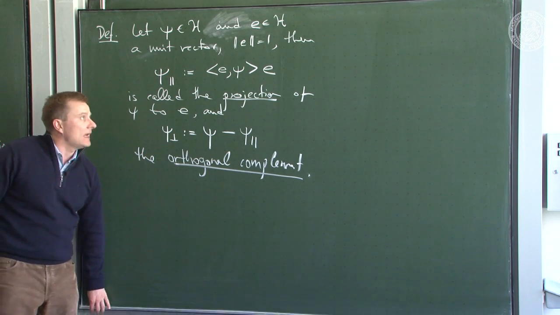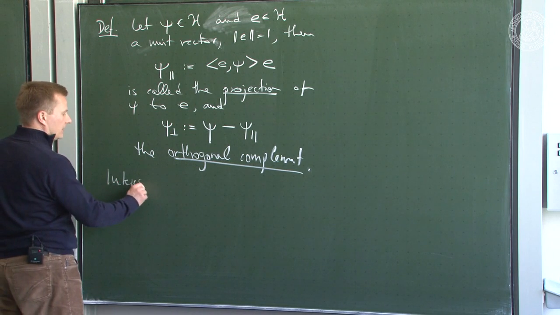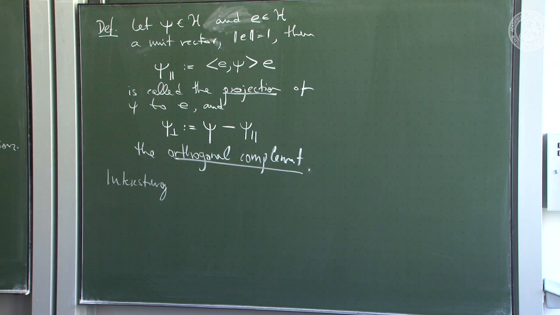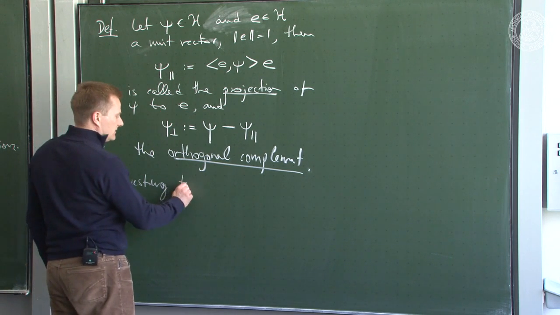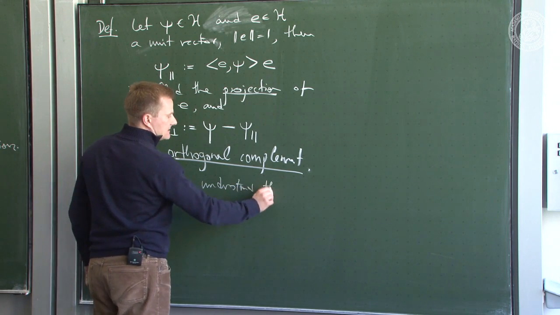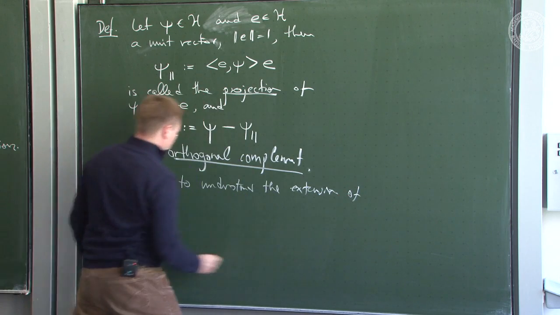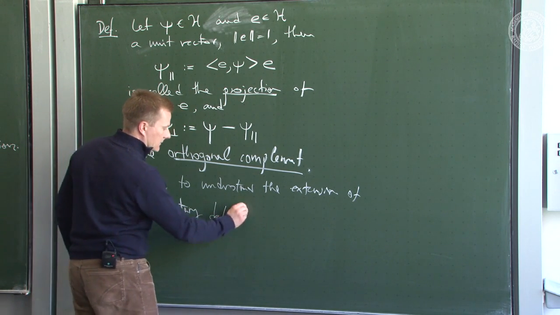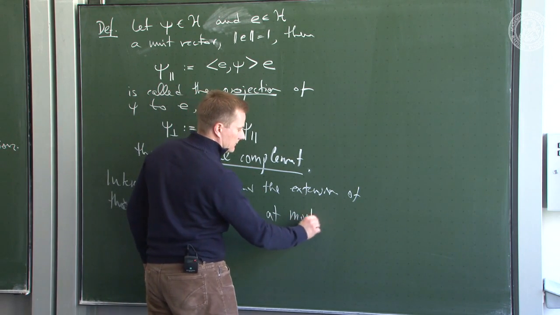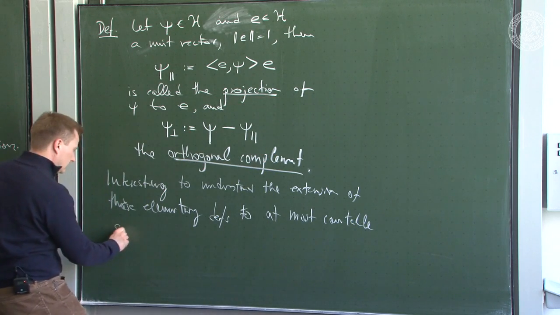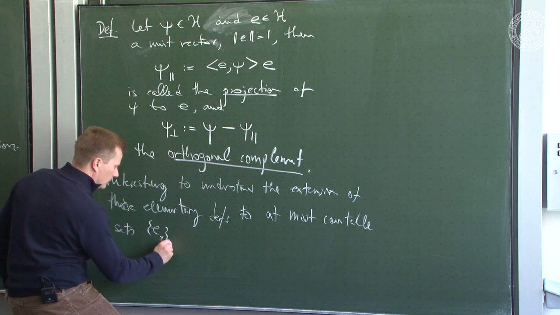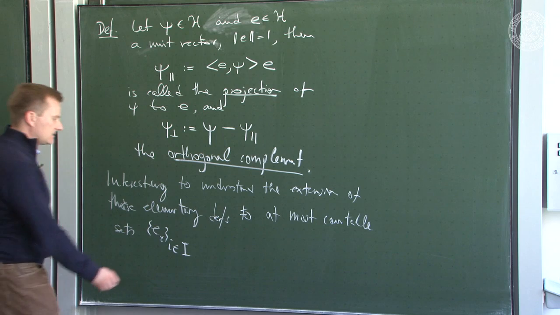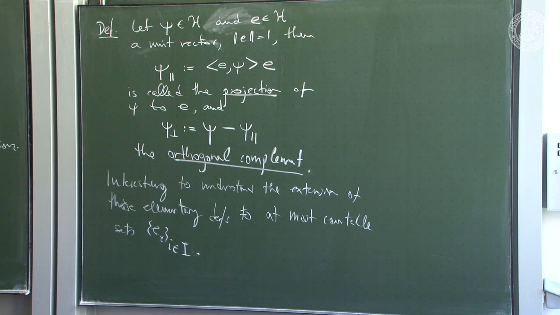Okay, so now this is very simple. This is for one vector, and it's interesting to understand this for an entire, well, at most countable set of orthogonal vectors E. It's interesting to understand the extension of these elementary definitions to at most countable sets E_i, where the i comes from an at most countable set, capital I. And obviously, if we're dealing with a separable Hilbert space, this orthonormal countable set may well be its basis.